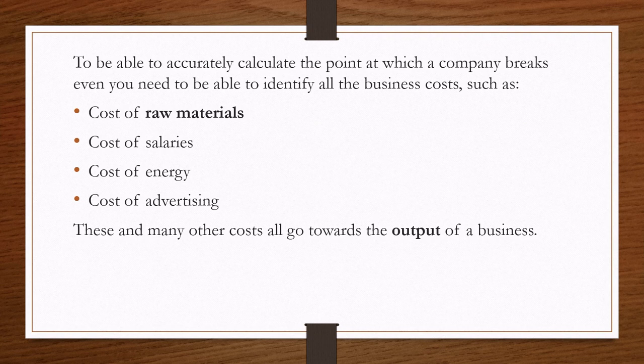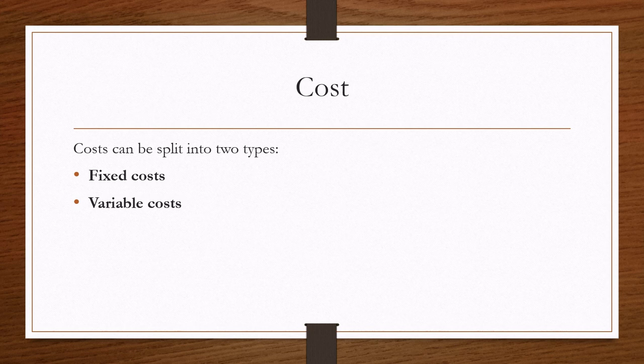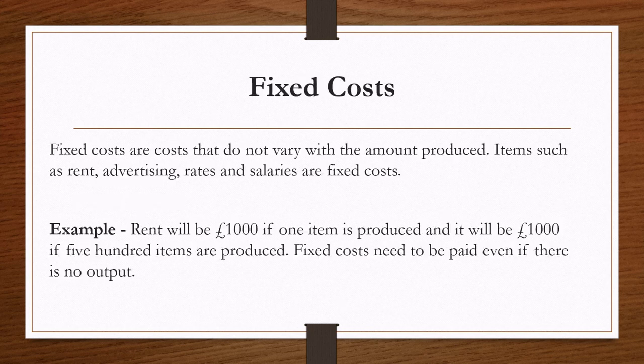To be able to accurately calculate the point at which a company breaks even, you need to be able to identify all the business costs, such as the cost of raw materials, the cost of salaries, cost of energy, and cost of advertising. These and many other costs all go towards the output of a business. Cost can be split into two types: fixed costs and variable costs.